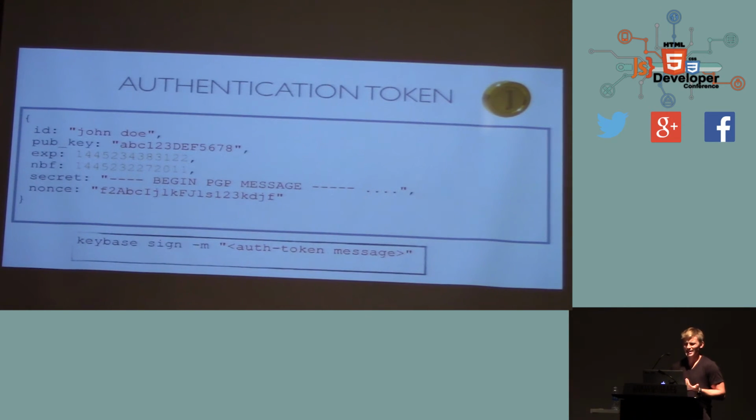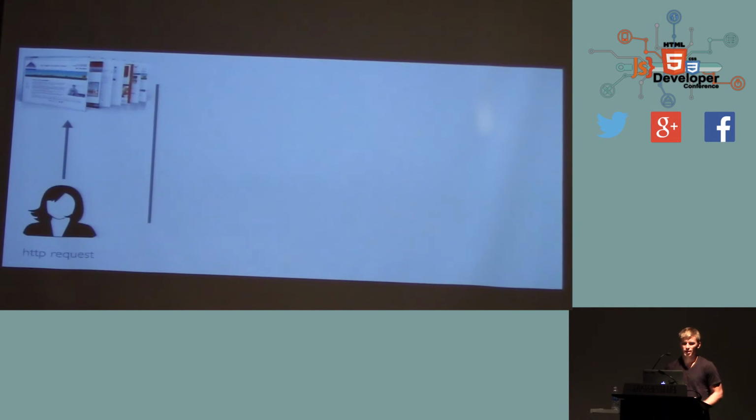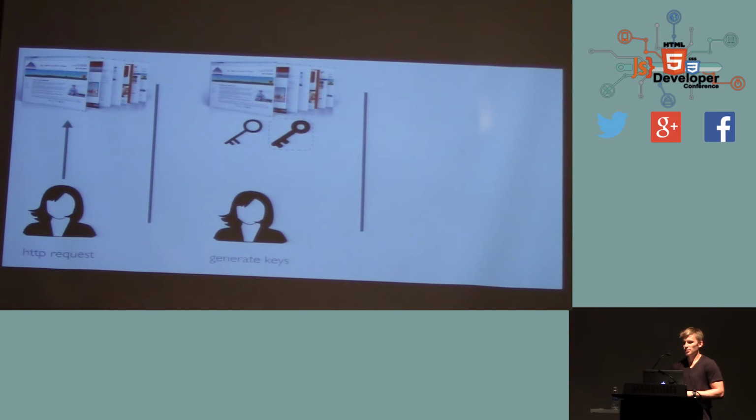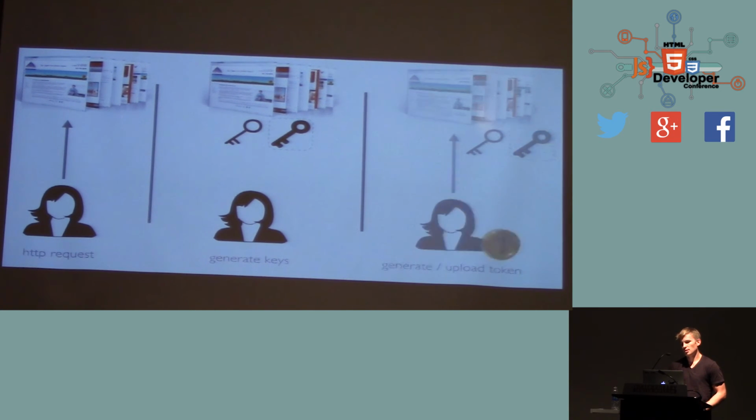So let's see how this might work in a more live setting. If Alice is coming up to our site and she wants to do some kind of a request, basically she's going to reach out and ask for the web page. The web page will come down and it'll say, oh, you're a brand new user. It's going to generate some new keys for Alice. Next, it's going to ask Alice to generate and upload some kind of that secure token that we were just talking about.